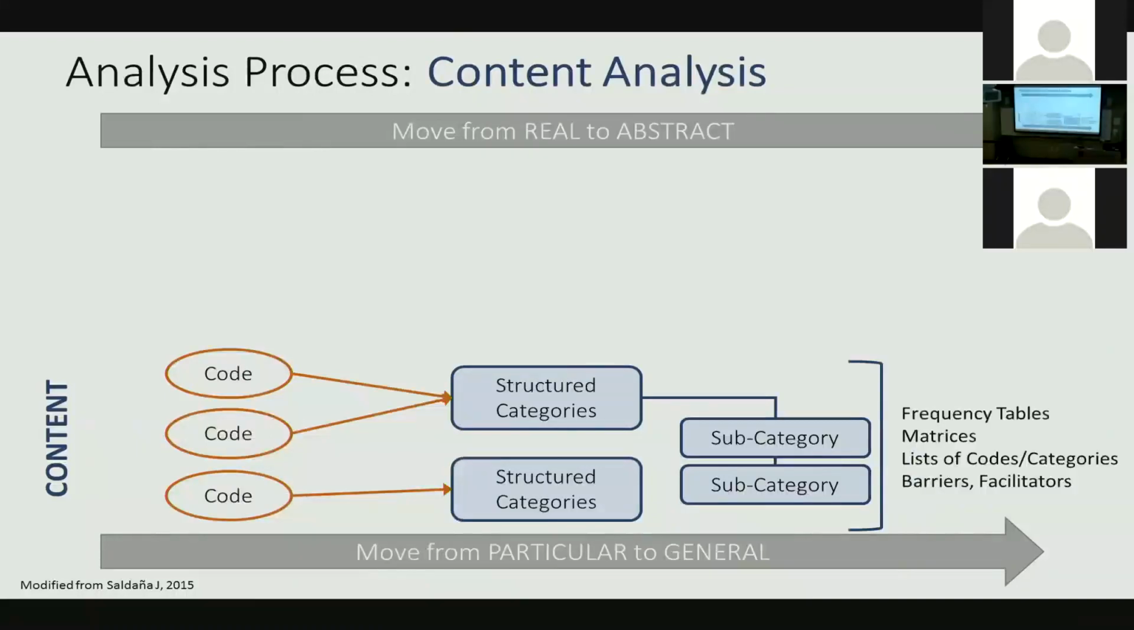And your end result might be something like frequency tables and matrices. You might have a list of the codes. You might do group comparisons and frequency counts, depending on the number of participants and responses that you have. You could do some fun stuff, right? You can quantify your qualitative data in this sort of ordered, mechanistic way.